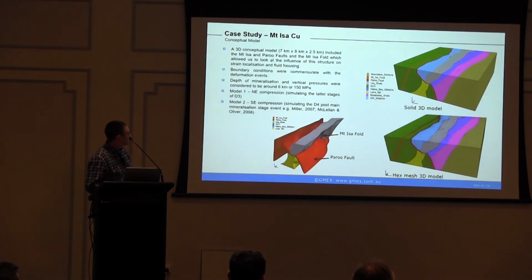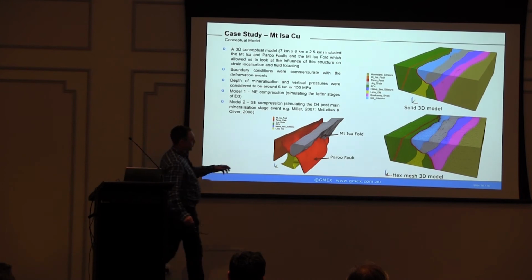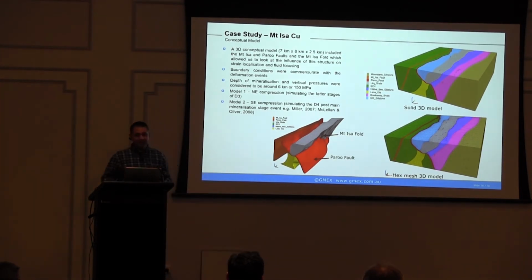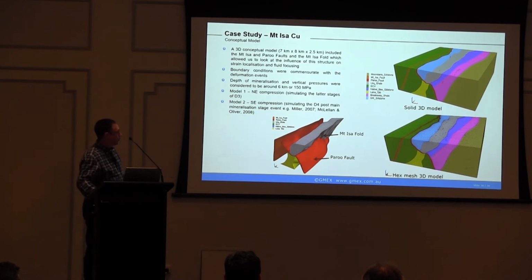So the model was built in 3D. Essentially, top right-hand corner is the full block model. It contains the most important structures and units within the system. So we've got the basement rocks, the Paru fault, the Mount Isa fault, and obviously the Mount Isa group sediments. We also incorporated the Mount Isa fold here. So the geometry was quite complicated, but we thought the fold might have been important in terms of localization.